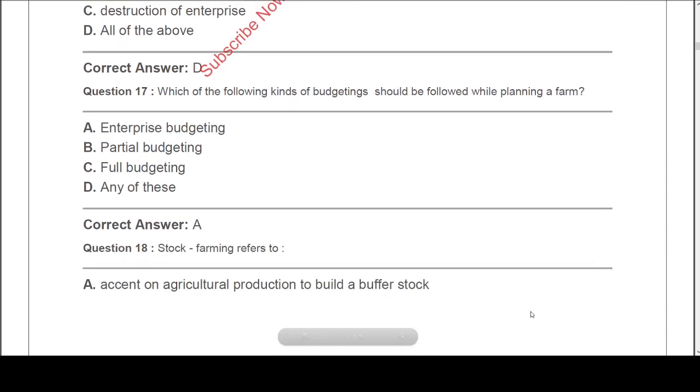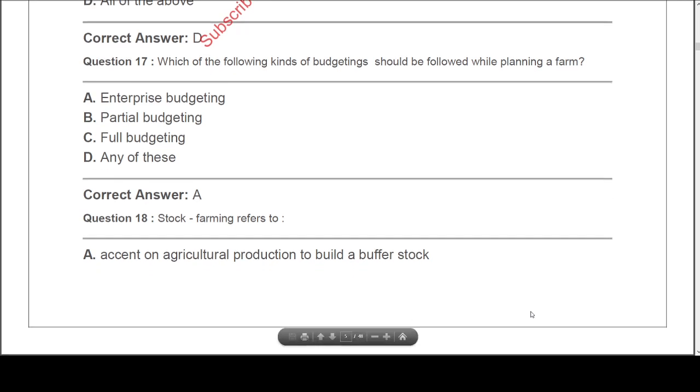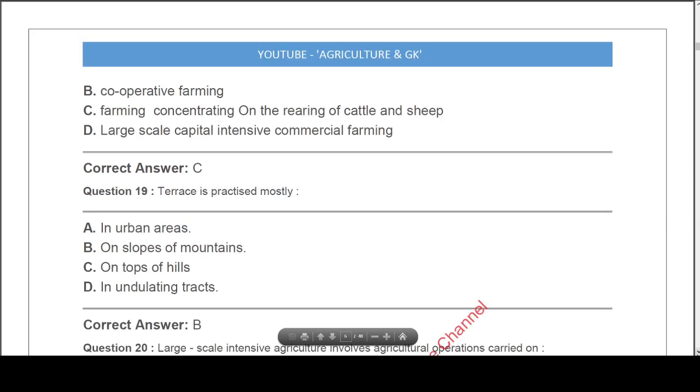Which of the following kinds of budgeting should be followed while planning a farm? It is enterprise budgeting, option A. Stock farming refers to, option C, farming concentrating on the rearing of cattle and sheep. स्टॉक फार्मिंग होते हैं cattle and sheep को rear करने का एक farming technique. Terracing is practiced mostly, option B, on slopes of the mountains.